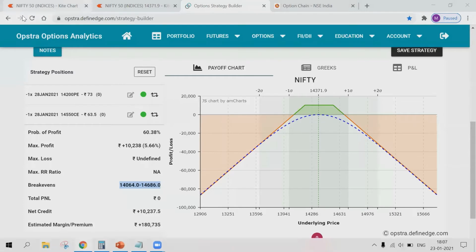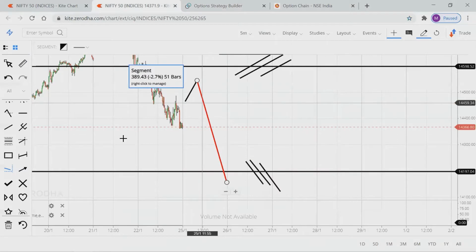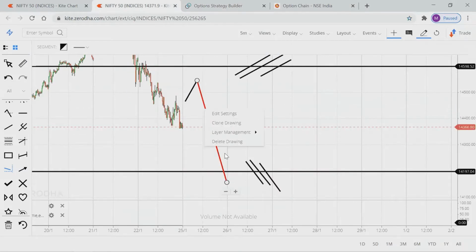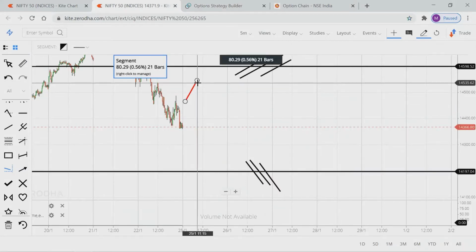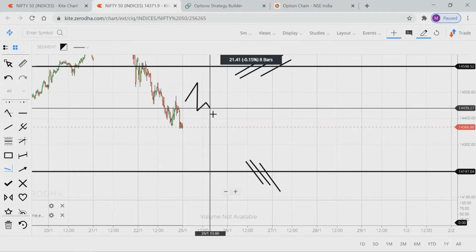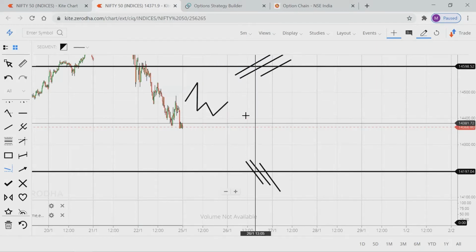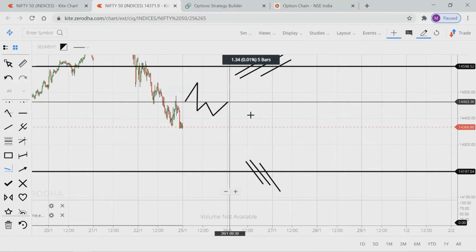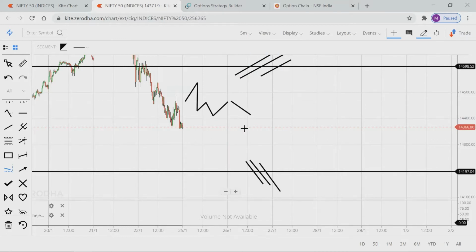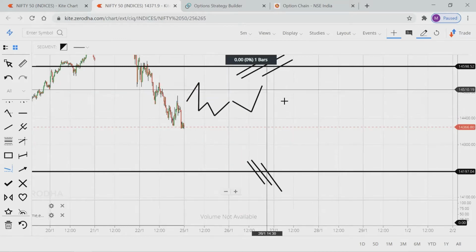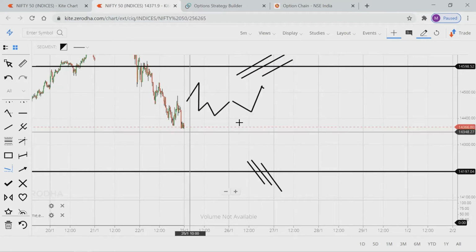See, we'll be getting maximum profit if it is trading between this range. If stock is trading between this range. Okay. If it is staying between this range, so if it is staying in this range, we'll get profits.